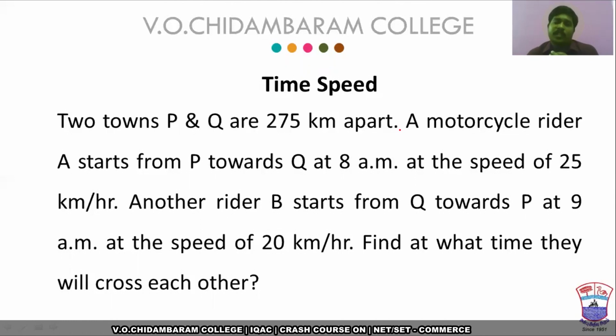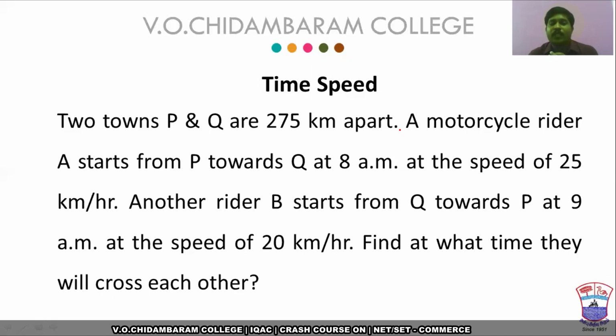So there is an interesting sum. Two towns P and Q are 275 km apart. Consider Thoothukudi and Tirunelveli. There are two motorcycle riders. One starts from Thoothukudi to reach Tirunelveli, and another one starts from Tirunelveli to reach Thoothukudi. Some may ask in their mind, sir, where is the e-pass? In today's Corona curfew, an e-pass is needed, but we just consider our own example without an e-pass.